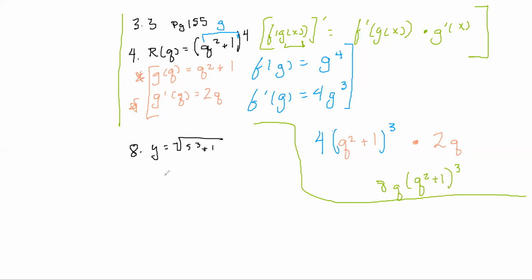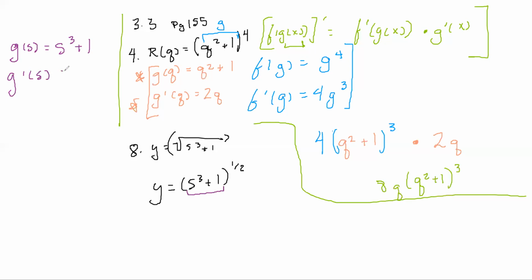So first things first, we're going to write this in a way that is easier to understand. I hate looking at this whole square root sign, so I'm going to write this as y is equal to s cubed plus 1 to the 1/2, which is how we were solving things with square roots using the power rule. Then I'm going to identify g, which is my inside function. That's s cubed plus 1. And then I'm going to find g prime right away, which will be 3s squared.